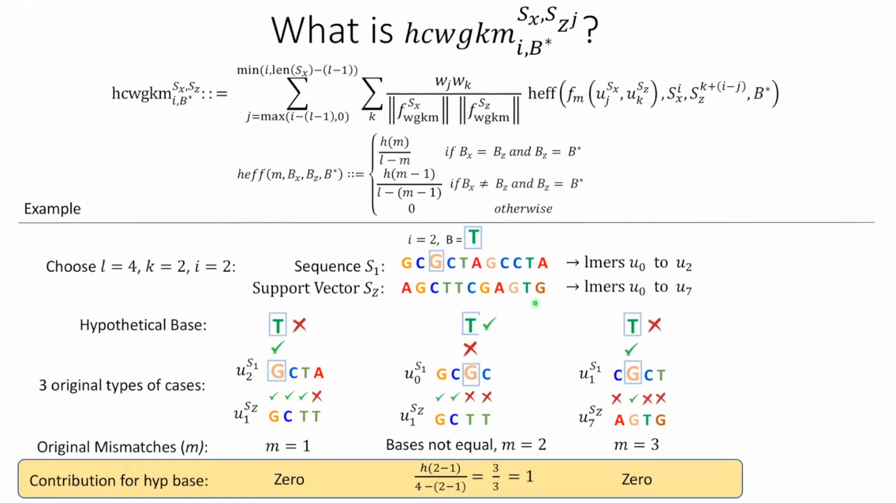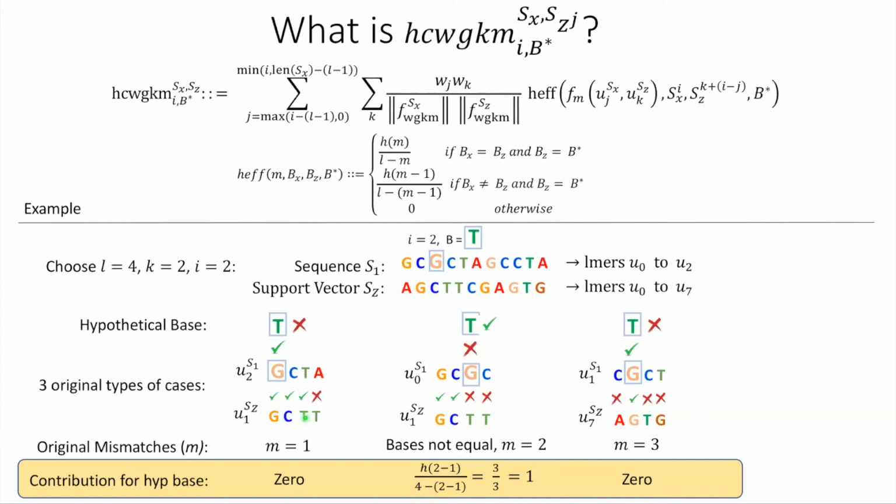So, in this example, we have the input sequence S1 and the support vector SZ. We are using kmers of size L equals 4, non-gap positions K equals 2, and the position of interest I equals 2. The base we actually have at I equals 2 is G, but the base we want to know the hypothetical importance scores of is T. We again consider the same three cases we considered for the CW-GKM calculation, and show how that calculation is to be modified for hypothetical importance score calculation.